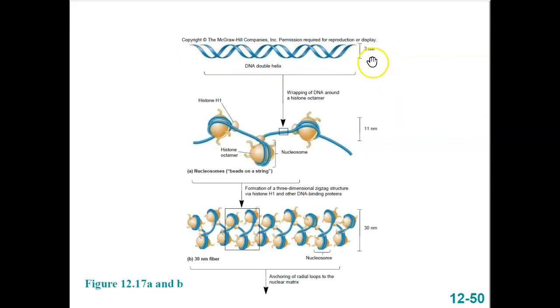So here's an example of the DNA double helix. Here are the histones, remember beads on a string. And then here is a 30 nanometer fiber of these repeating histones, the zigzag model of the repeating histones.